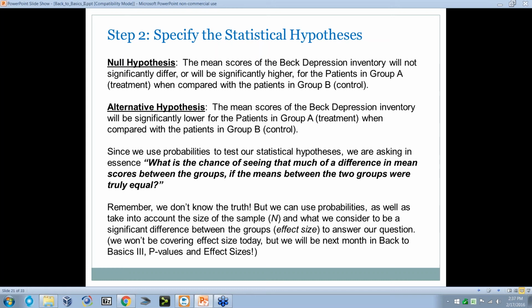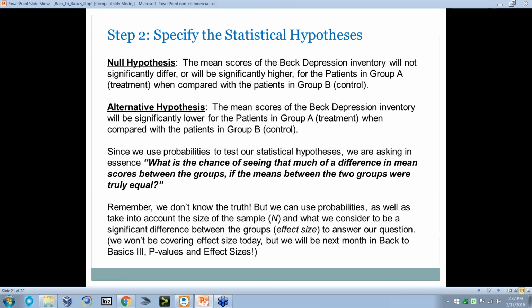Okay, so here's our null hypothesis. Whenever you're building your hypotheses, if you're looking at means, you should mention means. If you're looking at associations or correlations, you should say so. That way you give an idea of what you're testing. The mean scores of the Beck Depression Inventory will not be significantly different, or they will be significantly higher for patients in Group A, because remember, higher means more depressed.